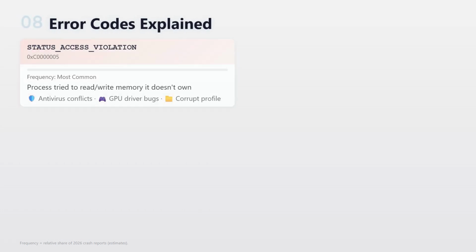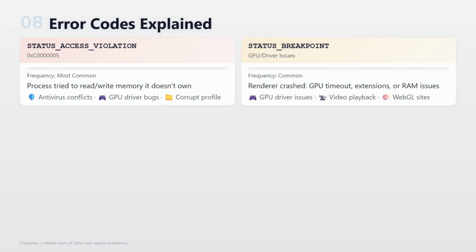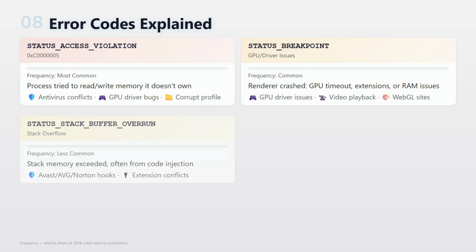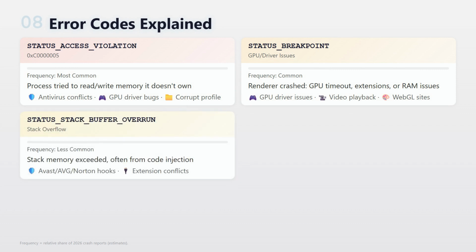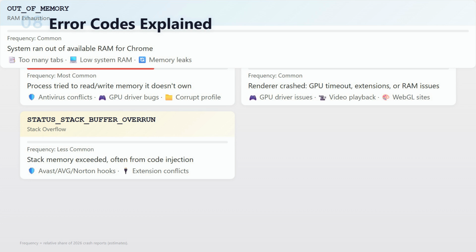Here are the main error codes you need to know. STATUS_ACCESS_VIOLATION is the most common one, and it means a memory conflict. STATUS_BREAKPOINT is often caused by GPU driver issues. STACK_BUFFER_OVERRUN is frequently triggered by antivirus interference. Out of memory means your system has run out of available RAM.